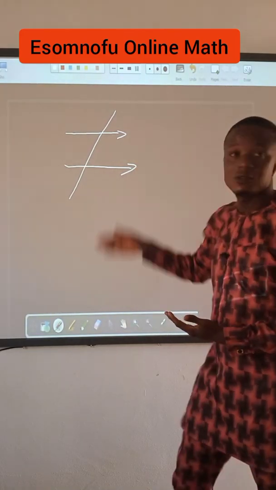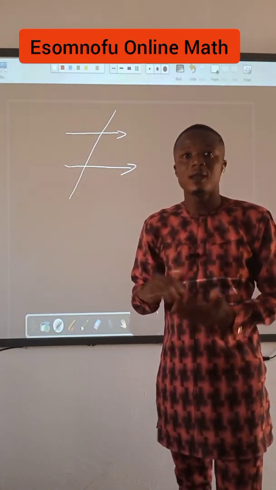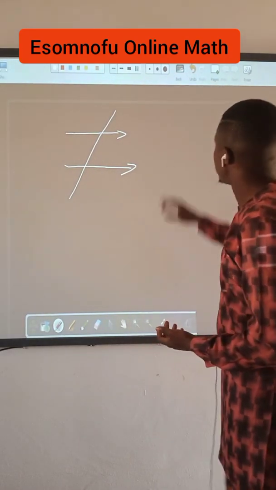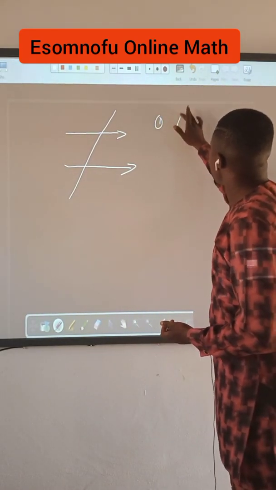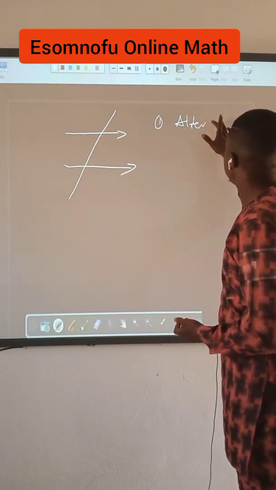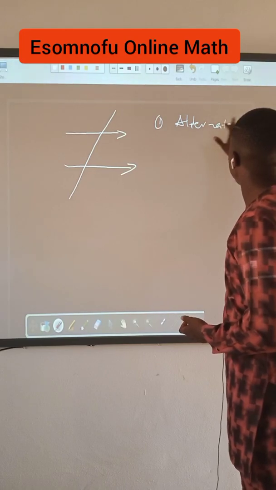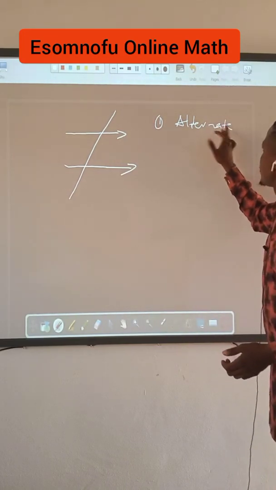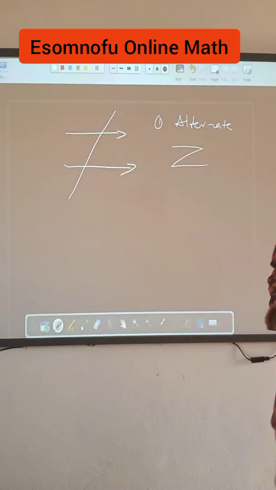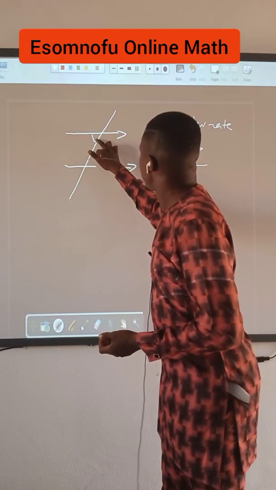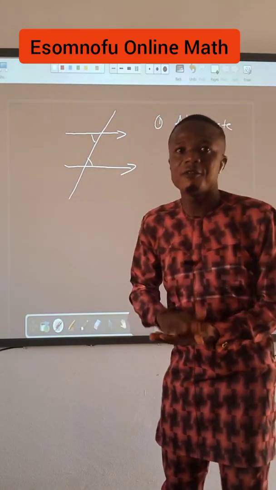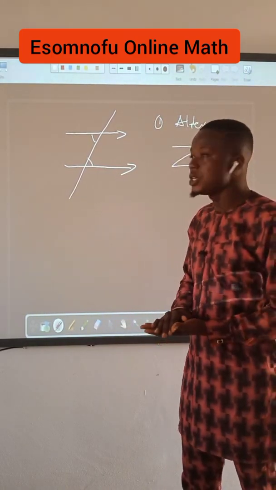And whenever this transversal line cuts across two or more parallel lines, so many angles are formed. The first angle that is formed is the alternate angles. Now, how would you recognize the alternate angles? When you see them, alternate angles are the Z angles. They look like this. The alternate angle, they are the Z angle. Any angle formed here and the angle formed here are said to be alternate angles. And every alternate angles are equal to each other.